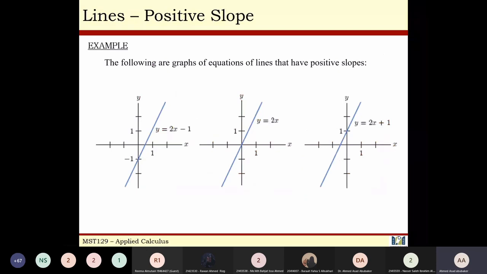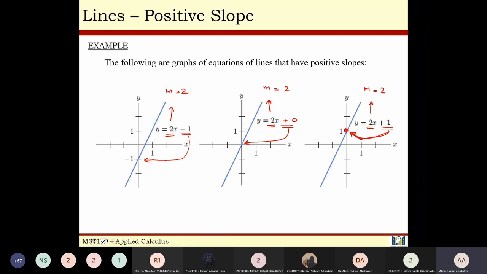Now look at this. We have 3 parallel lines. If we have parallel lines, we have the same slope. The slope for the first line is 2, the second line 2, and the third line 2. We have different lines, but parallel. Now look at the -1. This is the y-intercept, -1 for the first line. For the second, we don't have b, so the y-intercept is 0, because we can put it plus 0. For the third line, we have y-intercept at 1.